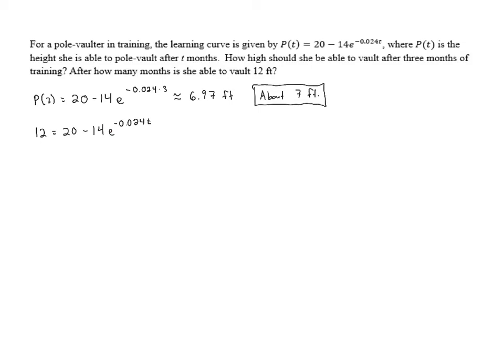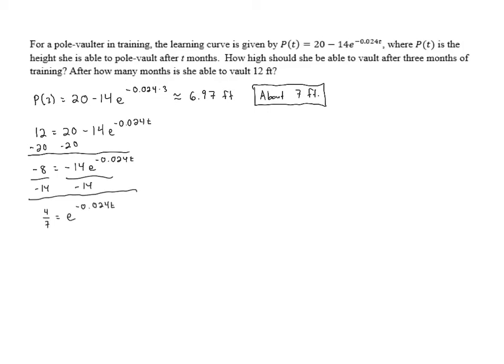We can subtract 20 from both sides. 12 minus 20 gives us negative 8. So we have -8 = -14e^(-0.024t). Then, to get the exponential expression alone, we can divide both sides by negative 14. A negative divided by a negative is a positive, and 8/14 reduces to 4/7. So we have 4/7 = e^(-0.024t).